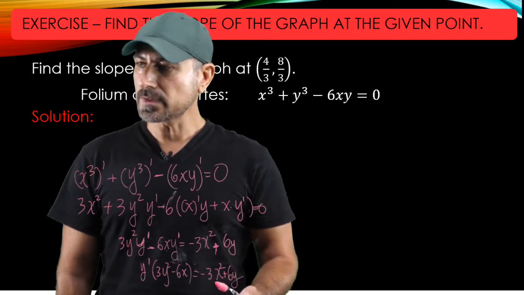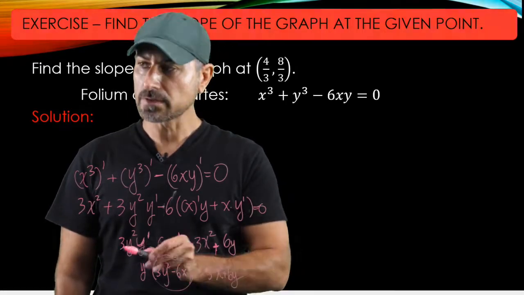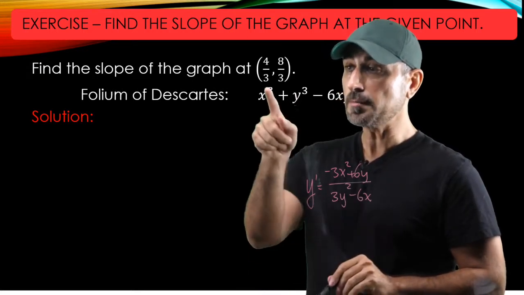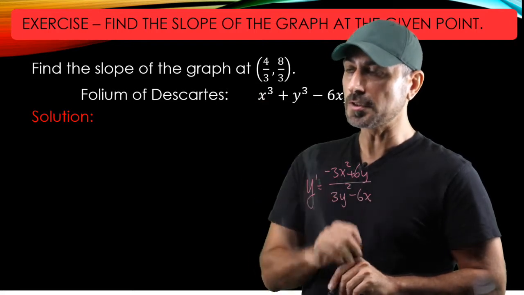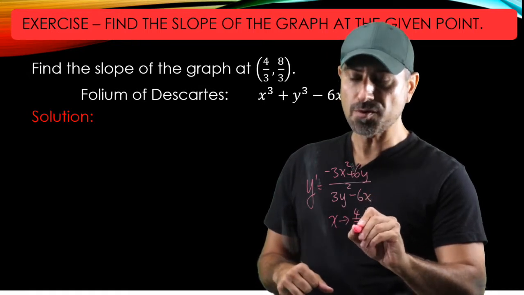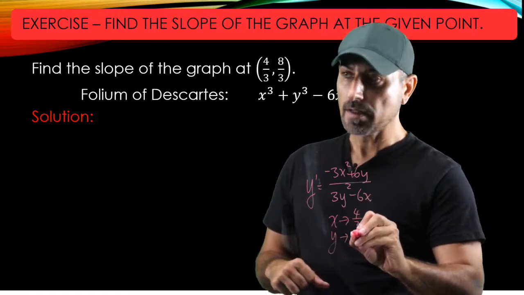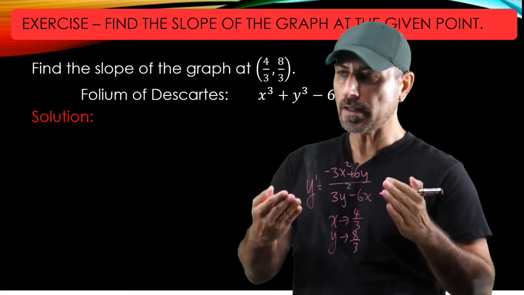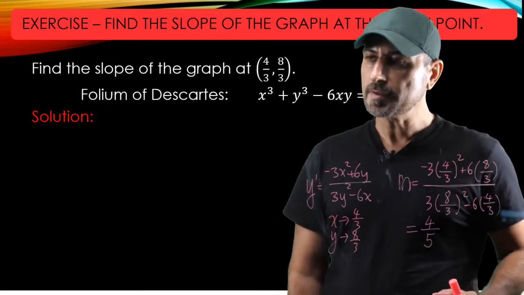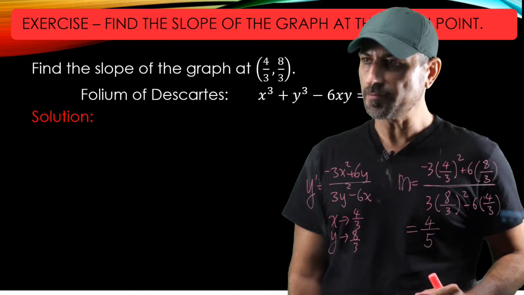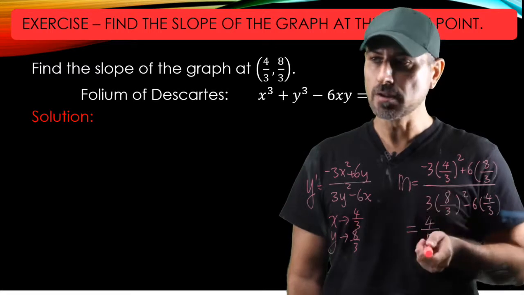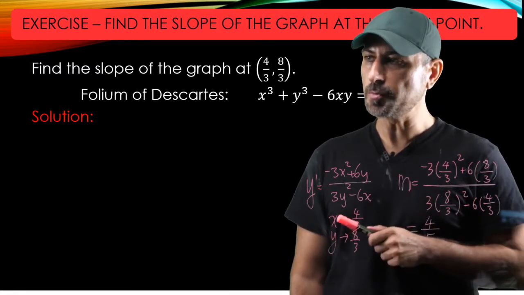All we're going to do next is divide both sides by this factor here. We have the expression for y prime, and the next step is to evaluate y prime at the given point to find the slope of the tangent line. So in other words, we're going to replace x here by 4 over 3 and y by 8 over 3, and if possible, simplify everything to come up with the value of y prime. In the next step, we substituted 4 over 3 for x and 8 over 3 for y, and we simplify this expression to be 4 over 5, so this becomes the slope of the tangent line.